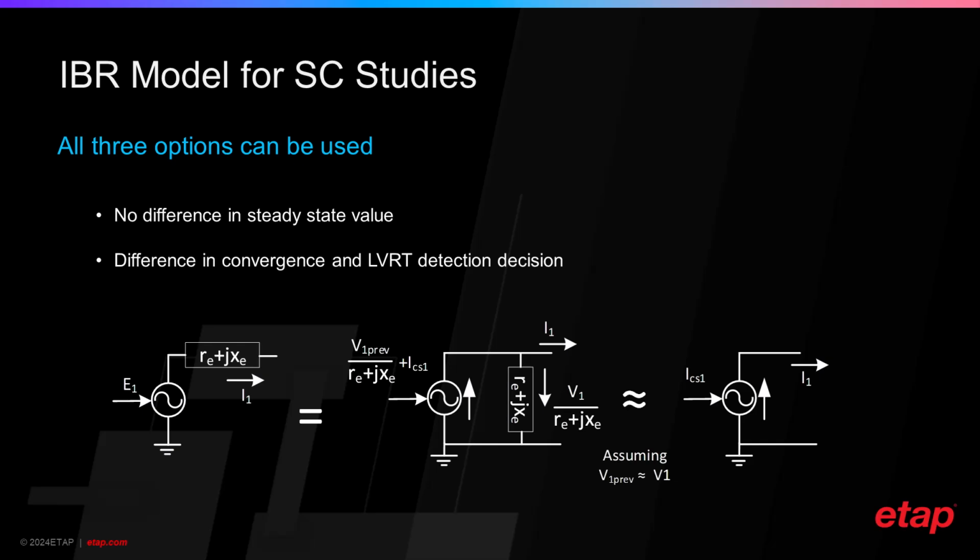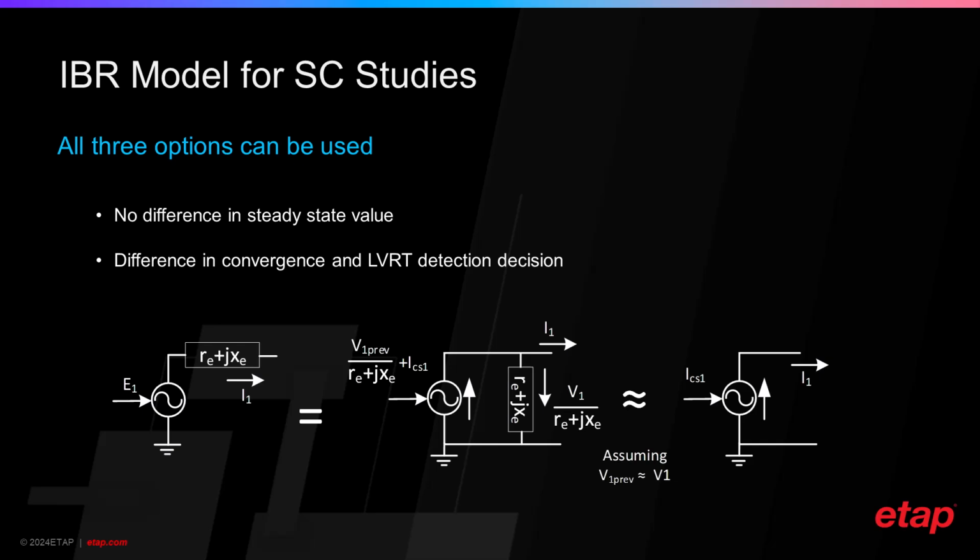But the industry is figuring out that there would be differences in convergence and in low voltage ride-through detection when it comes to short circuit studies. So the industry is moving more towards the Thevenin or full Norton with the shunt in the future. And ETAP is following the developments and contributing to make sure that users experience better analysis when it comes to the short circuit calculations of IBRs.